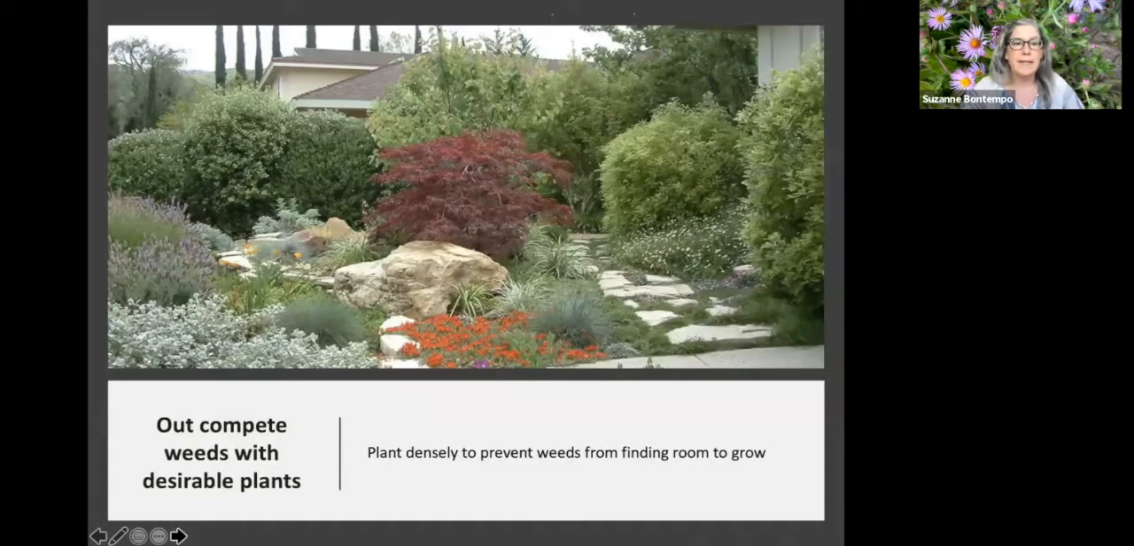Another trick is to outcompete the weeds with desirable plants. So when we plant densely, we're going to prevent weeds, because remember, weeds are opportunists. They're going to find a little spot that's open and available, that's perfect and desirable, and they're going to take over. So if we can outcompete them, we're going to see fewer weeds.